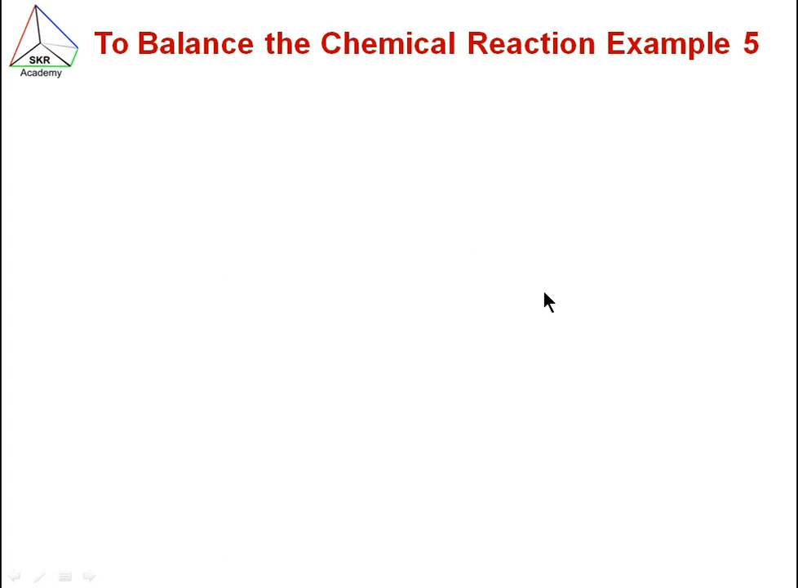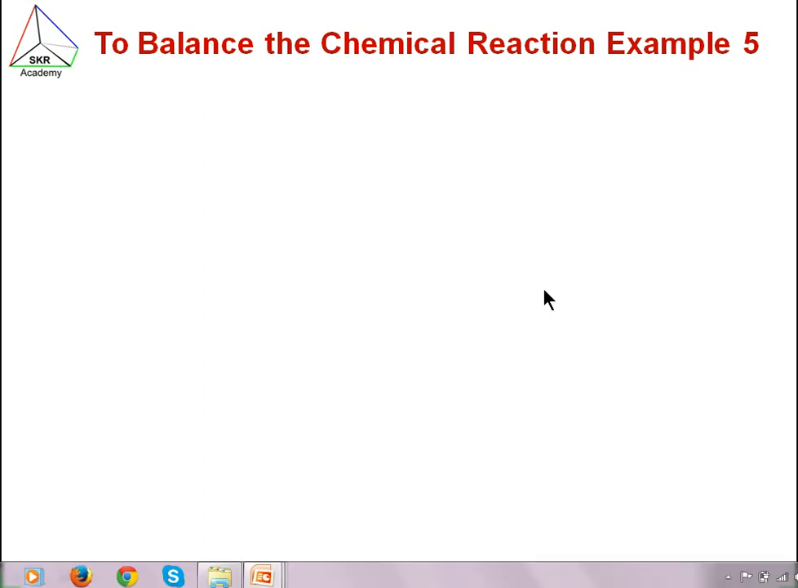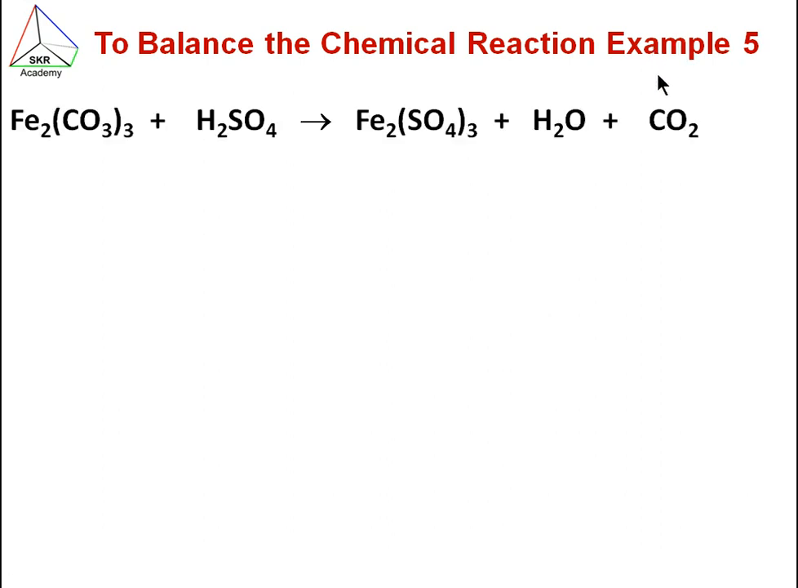Here, in continuation of balancing the chemical reaction, this is the third video, and here we are going to see the fifth example. Example five is a reaction where ferric carbonate is reacting with sulfuric acid and producing ferric sulfate, water and carbon dioxide gas.